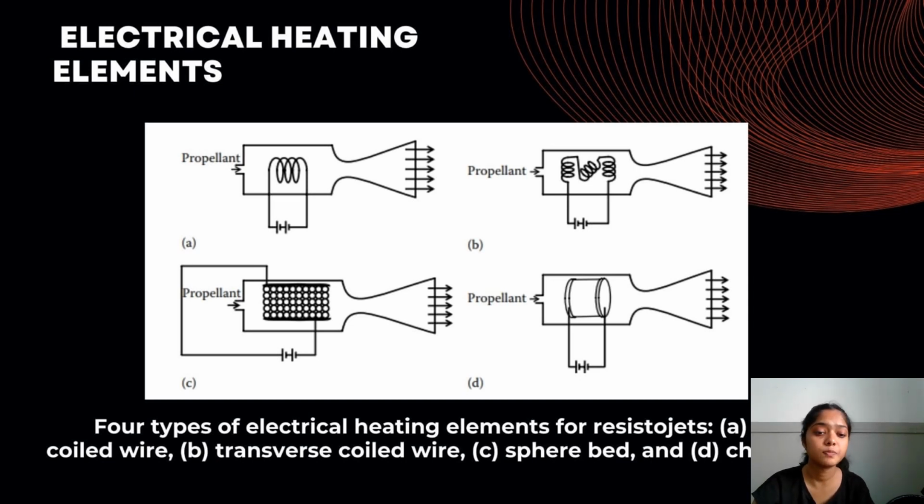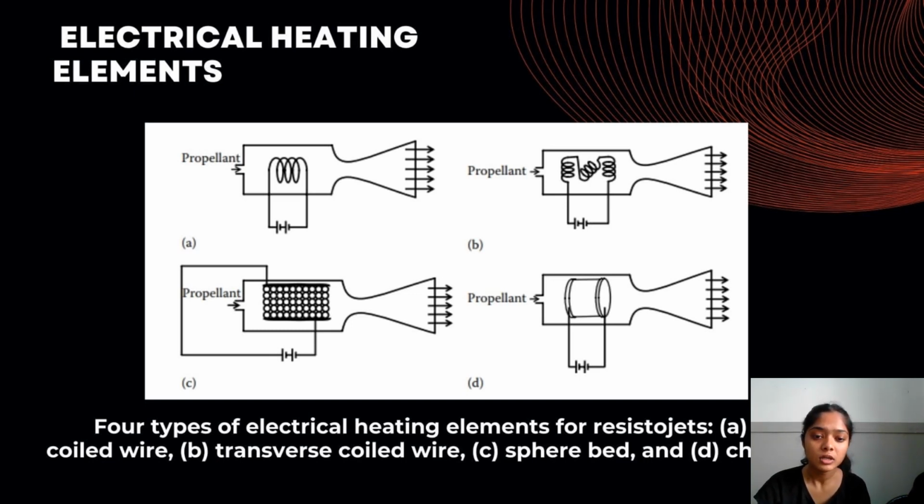Then we have a spear bed. This type of heating element consists of a bed of small spears made up of a high temperature material such as tungsten or hafnium. The spears are heated by the electrical current and they transfer heat to the propellant by conduction. This design is very efficient and provides good heat distribution, but it is also the most massive and complex of the four options.